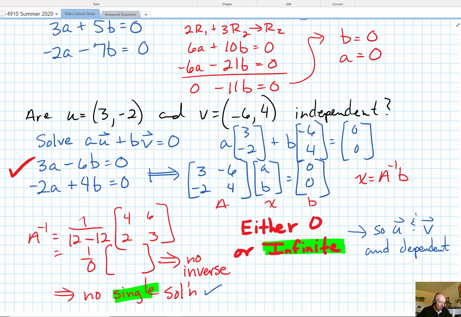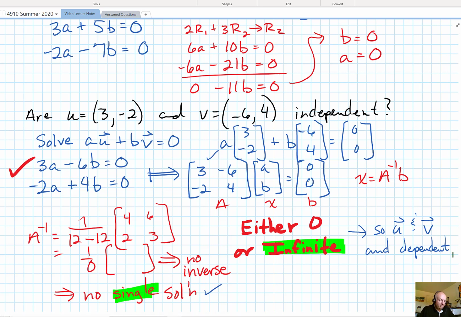So you can make all kinds of little rules here. You can say things like, for instance, if this matrix, which is the matrix of the two vectors we're interested in, does not have an inverse, then they are dependent. That in fact works for any number of vectors. We did 2 vectors here in R2, we could do 3 vectors in R3.